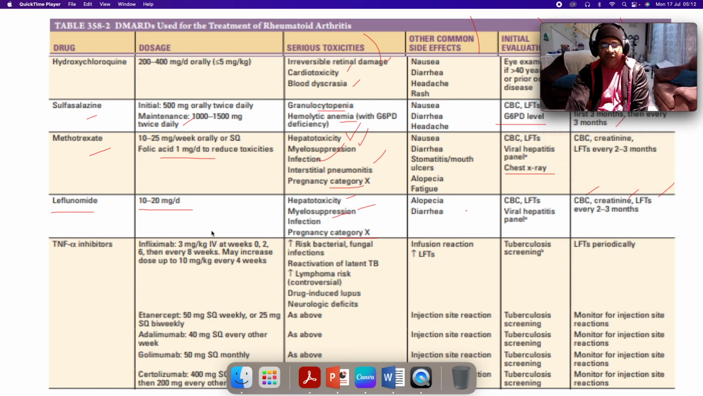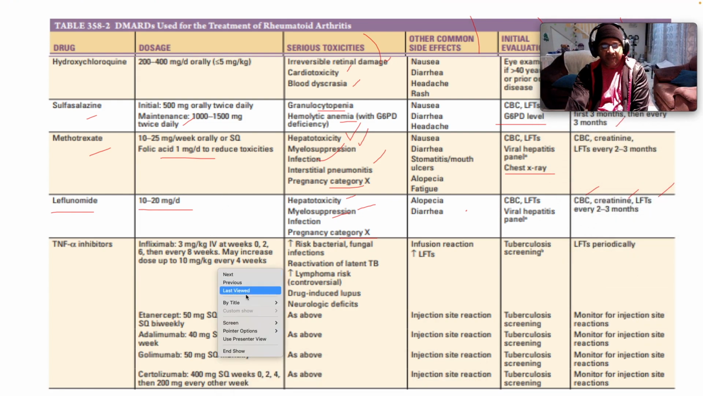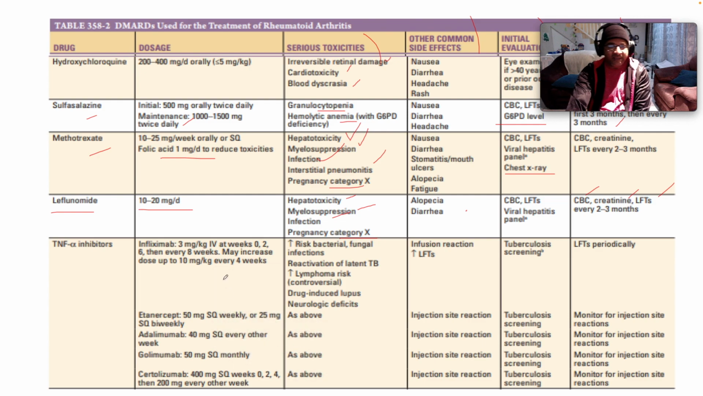Then we've got the family of your TNF alpha inhibitors: infliximab, certolizumab pegol, etanercept, adalimumab, golimumab, right? Now, all of them as a family can cause increased risk of bacterial and fungal infections because of immunosuppression, and reactivation of latent TB, hence the value of doing a Mantoux test or a PPD before you start treatment. They increase your lymphoma risk, which is kind of controversial, and can cause drug-induced lupus, right, which will give you positive anti-histone antibodies, and neurological deficits, all right.